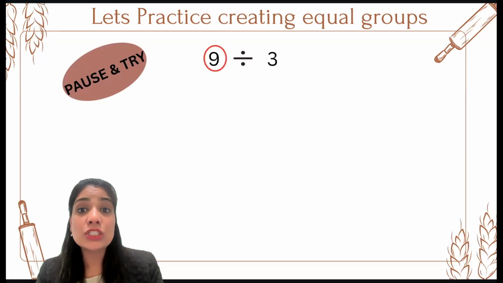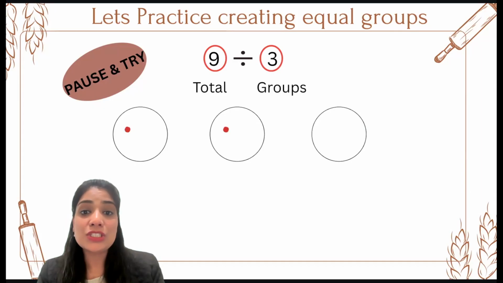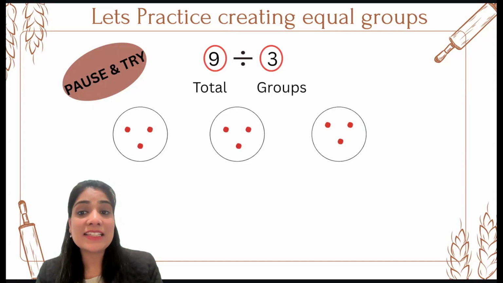So 9 is the total number of items and we have to divide it into 3 groups. Let's create 3 groups first. 1, 2, 3. And start by placing an item in each group until it's all finished. Let's do that. 1, 2, 3, 4, 5, 6, 7, 8, 9. No more items. How many items went into one group? 3. So 9 divided by 3 is 3.